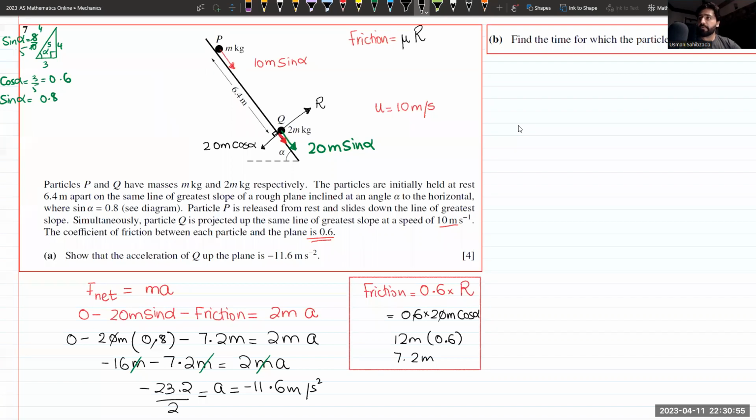ईशा, समझ में आया आपको? F net equals ma किया है हमने. ईशा is here. Yeah, she's here. जी. Yes, sir. All right, ठीक है.